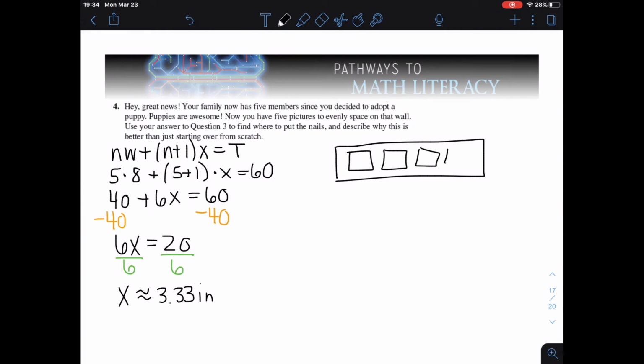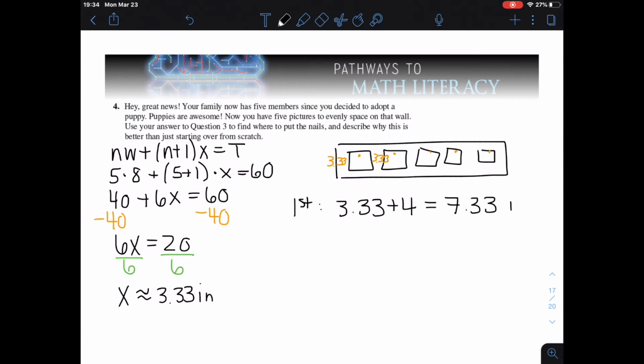Instead, we've got 5 picture frames. Make it a little longer. Each of these is still 8 inches, but now these are all 3.33 inches. And the nails are still going to go halfway in between. So if we want the location of the nails, the first nail is at 3.33 inches plus the 4 for half the picture. So you should put the first nail at 7.33 inches.